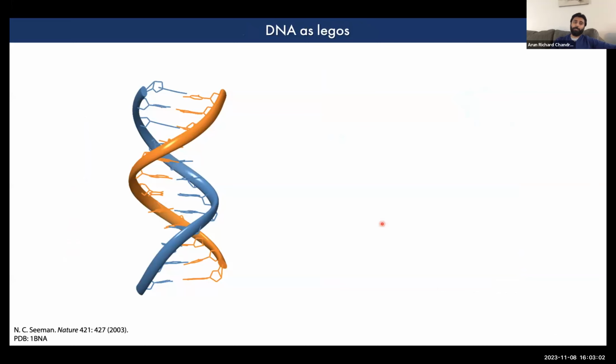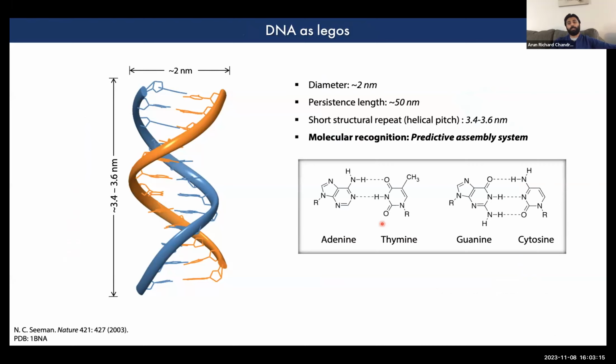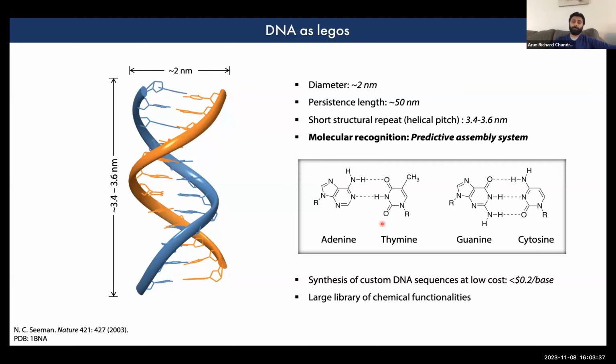DNA is inherently a nanoscale material with a diameter of about 2 nanometers, a persistence length of about 50 nanometers or 150 base pairs. And it has a short structural repeat, so you get repeating units. And more importantly, the canonical base pairing of adenine and thymine and guanine and cytosine provides us with a programmable assembly where you can design specific DNA sequences that can bind to each other at will and how you dictate it. And these sequences can now be synthesized at really low cost and with a large library of chemical functionalities available.